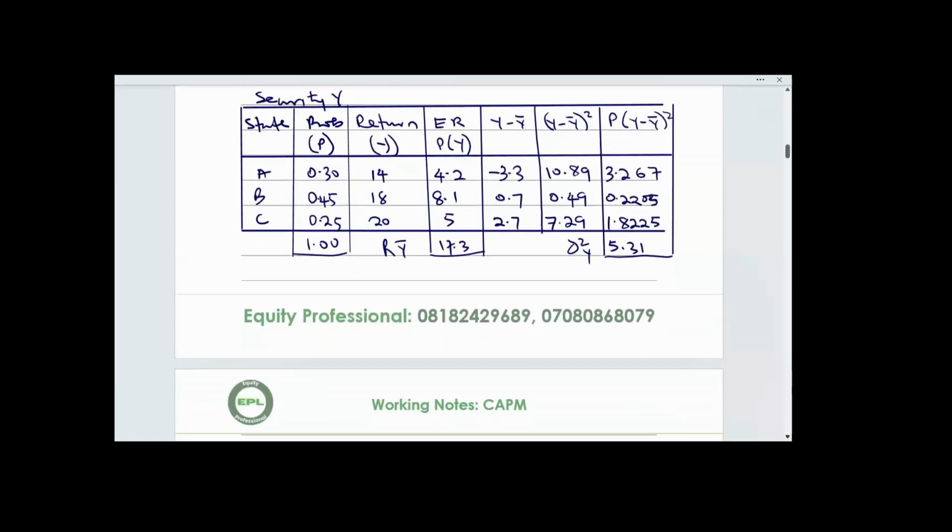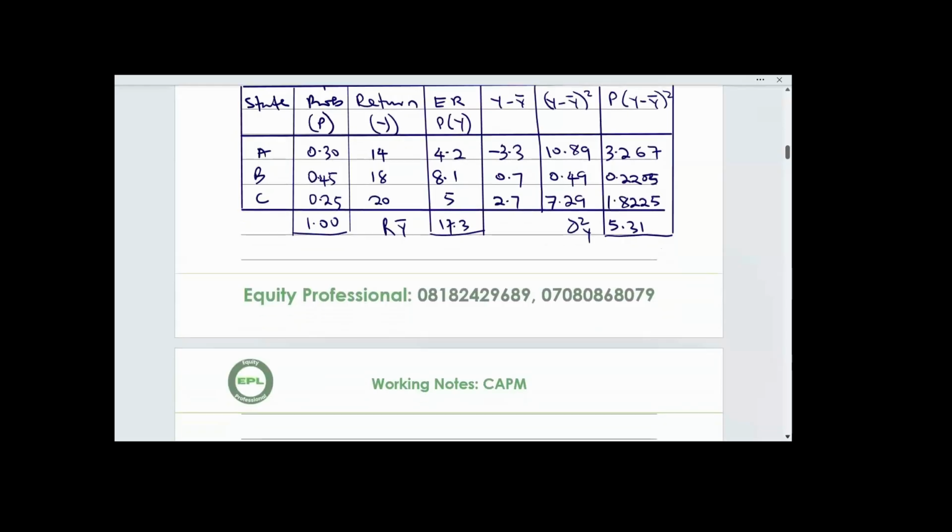So to now get the risk or standard deviation of security Y, standard deviation of Y will be equal to the square root of the variance of 5.31. So give it to me. What do you get? 2.30. So the risk of security Y is 2.30.